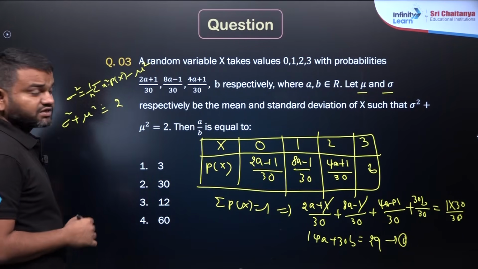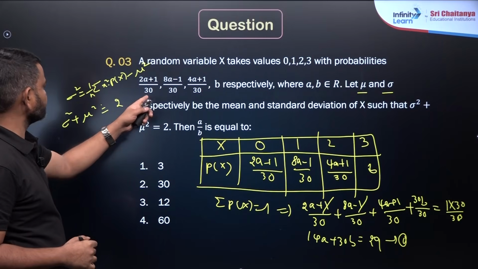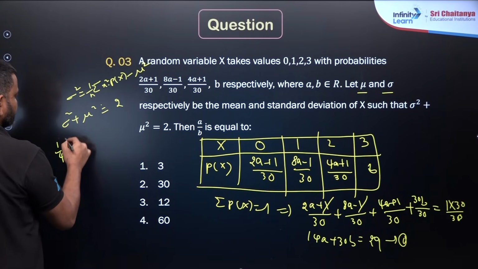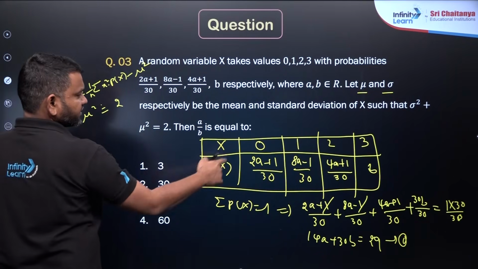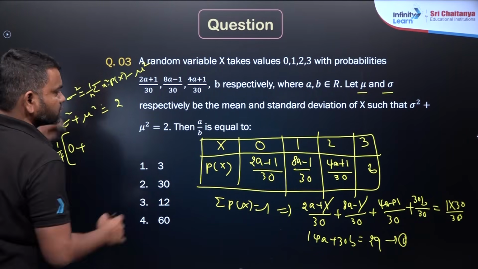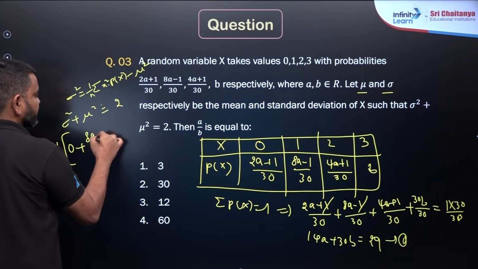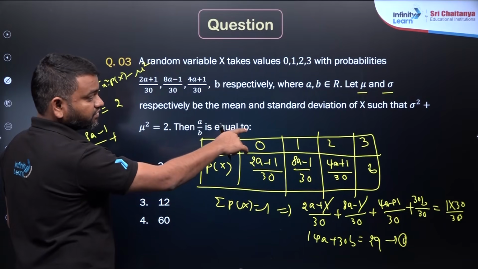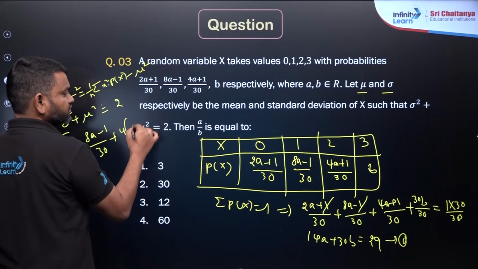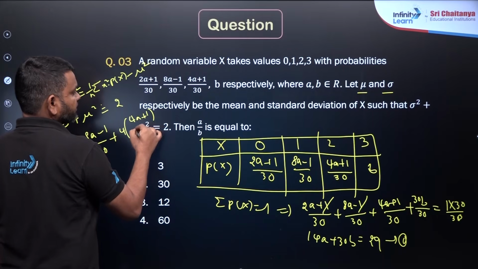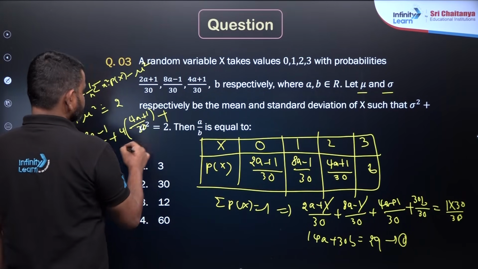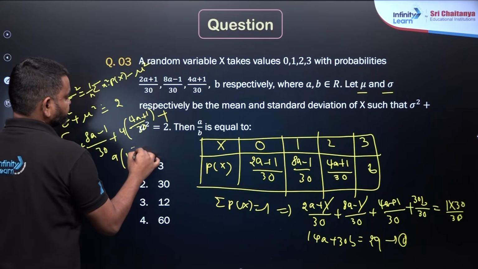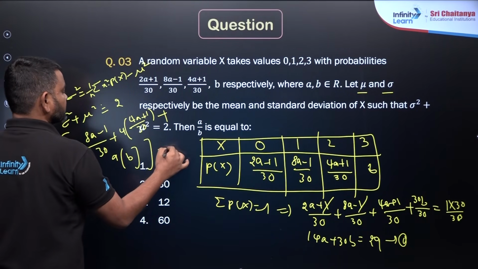But what is this value, children? Here this is 1 by n. N is what? Here I have 4 terms. So 1 by 4 times x square. X square means the first one is 0. So 1 into this, it is going to be 8a minus 1 by 30, plus the next one is going to be 2 square, which is 4 times 4a plus 1 divided by 30, plus this is going to be 9 times the other one, b, right? So this is all equal to 2.